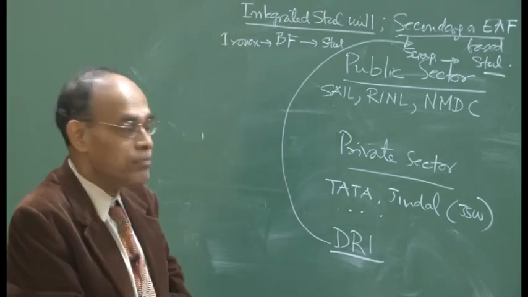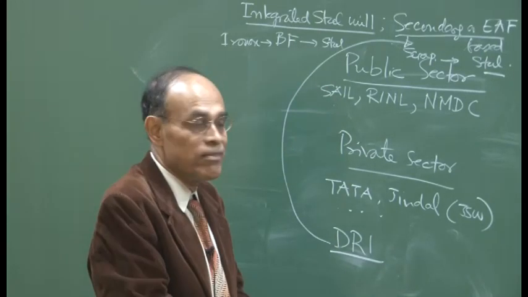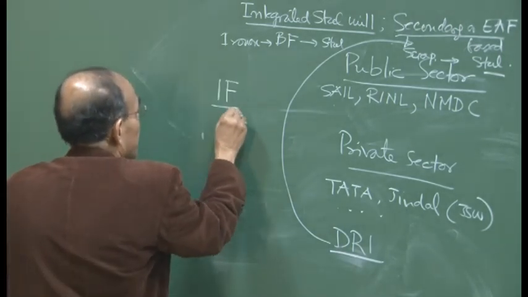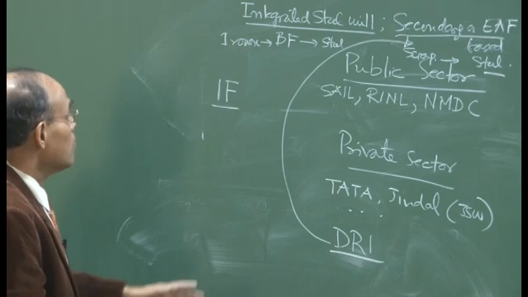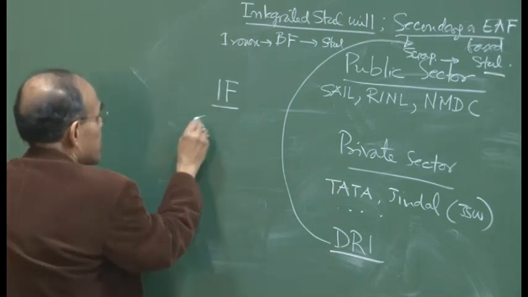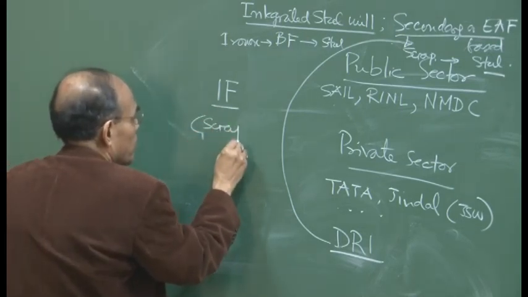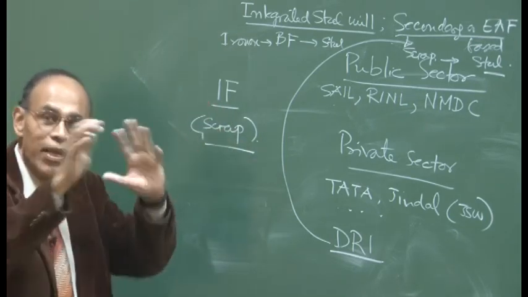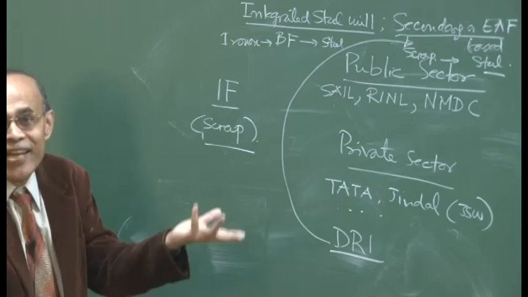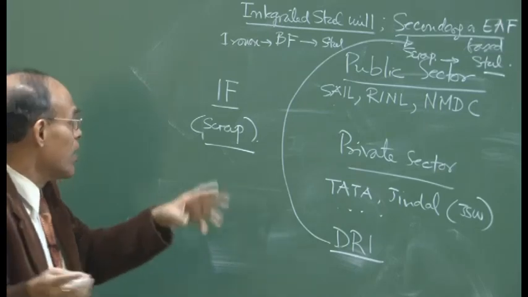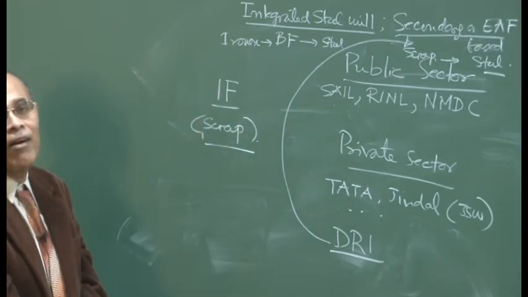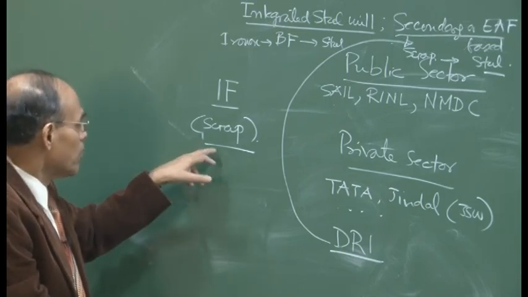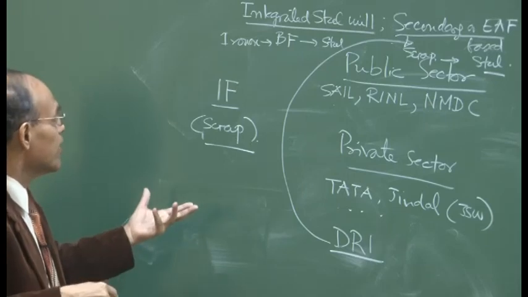But in India, we have a third sector, okay, and that is called induction furnace steel making. So, this is also scrap based. These are basically remelting units. They remelt steel scrap, no refining is to be done, no impurities to be driven off, and then they cast the resultant liquid steel into different shapes to sell into the market.